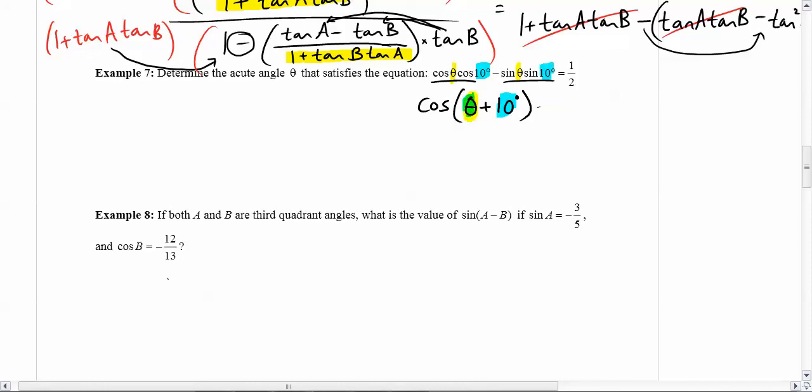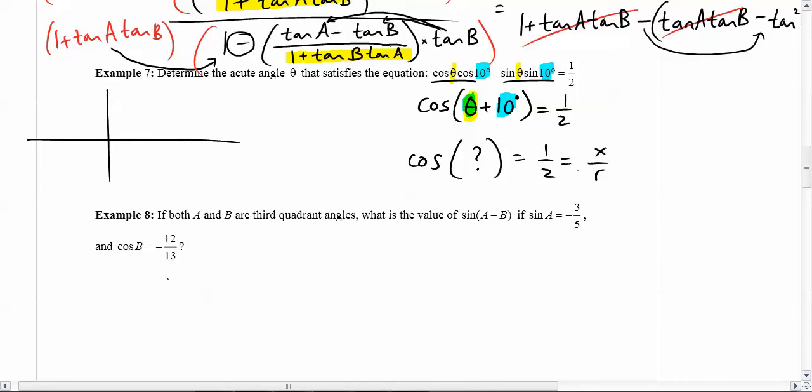Okay, and that is equal to 1/2. So let me think. Cosine of what angle is equal to 1/2? Well, I know cosine is x over r, so that means my x should be 1, r is 2. That sounds like a 1, 2, root 3 triangle. If x is 1, that means x is the short side of the triangle. So it's my 1, 2, root 3 triangle. That looks like 60 degrees, and I'll write that as pi over 3.